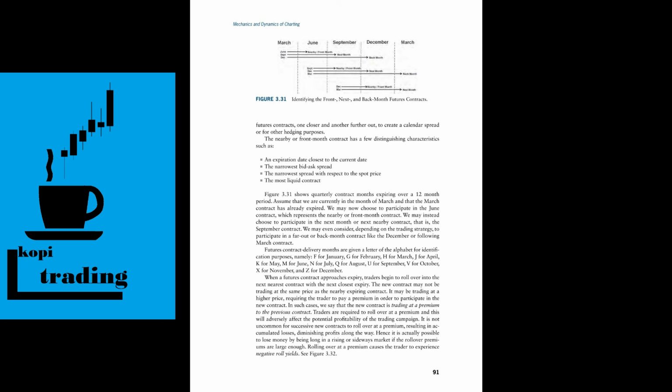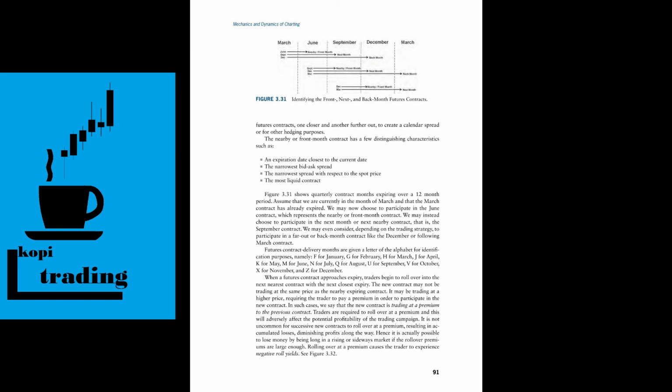The nearby or front month contract has a few distinguishing characteristics, such as an expiration date closest to the current date, the narrowest bid-ask spread, the narrowest spread with respect to the spot price, and the most liquid contract. Figure 3.31 shows quarterly contract months expiring over a 12-month period. Assume that we are currently in the month of March and that the March contract has already expired. We may now choose to participate in the June contract, which represents the nearby or front month contract.